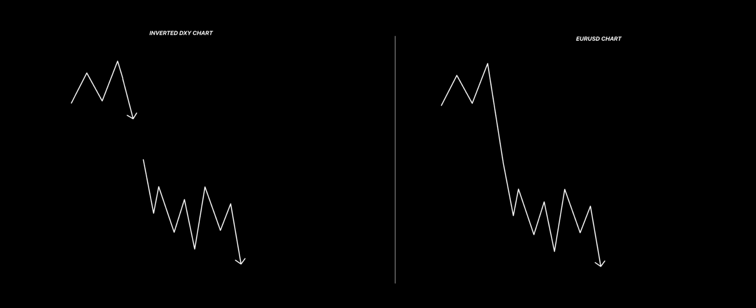Alright, so what we have here on the left is an inverted DXY chart, and what we have on the right is euro dollar. Something that we already talked about and what I personally do. I always watch the DXY chart on an inverted setting.